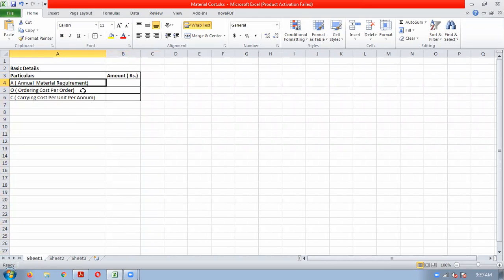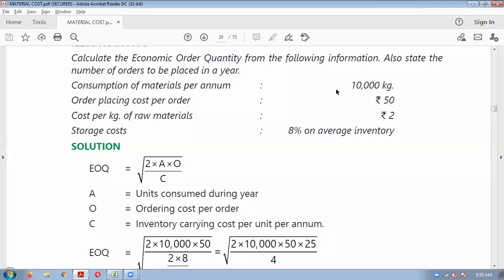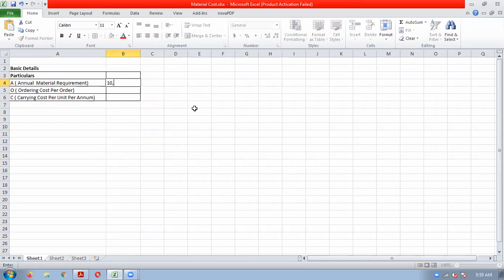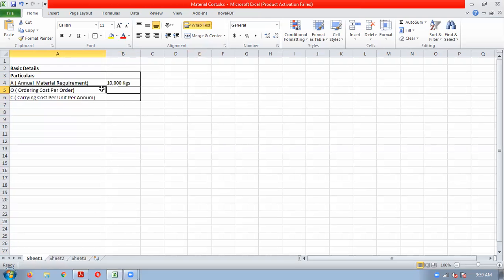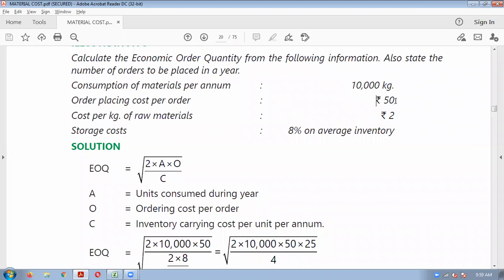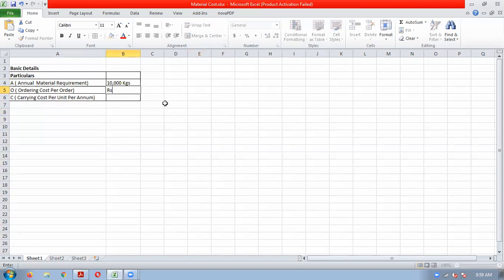See, what is the annual material requirement? It is given in the question. It is 10,000 kg. So you have estimated that you will require 10,000 kgs of material during the year. Then what is the ordering cost per order? It is given rupees 50 per order.